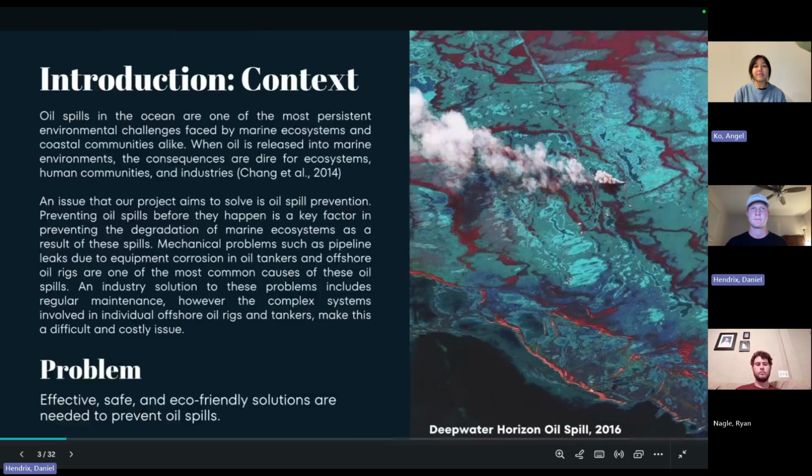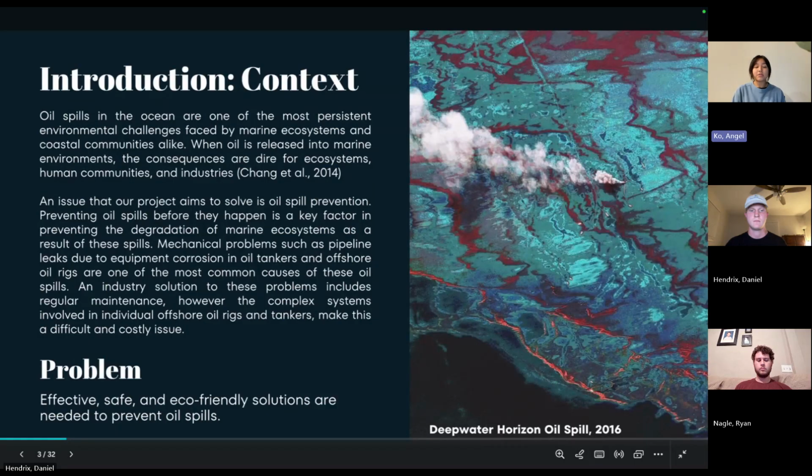So, in order to give a bit of context about our project, we're mainly dealing with oil spills. And oil spills are such a big problem because they not only affect the marine environment where the oil spill occurs, but it also affects the human communities and the industries in that area. The issue that our project aims to solve is oil spill prevention specifically. And that actually helps solve our problem a lot because it prevents them from happening in the first place.